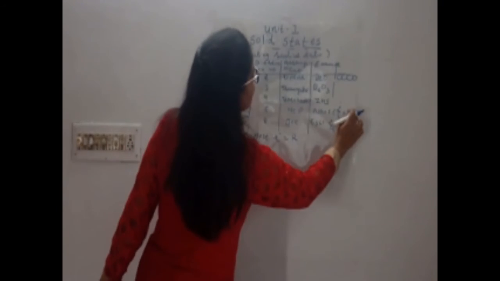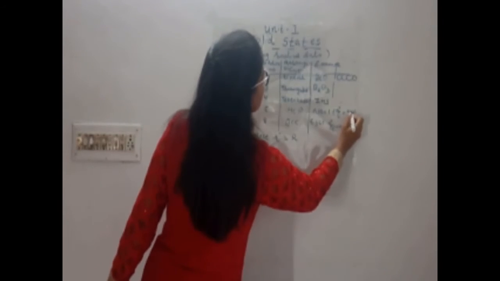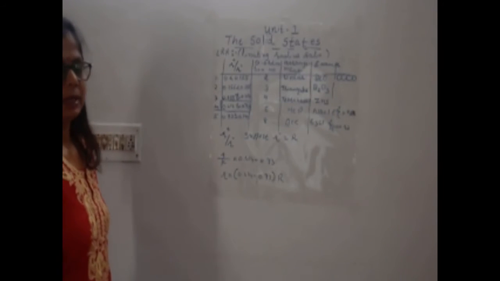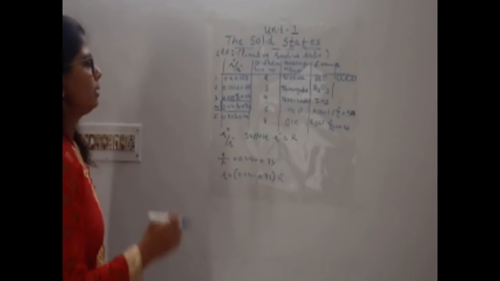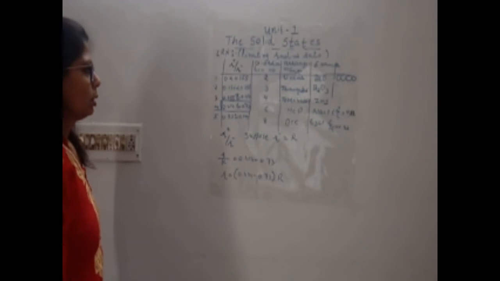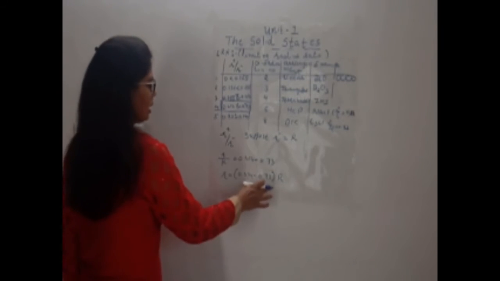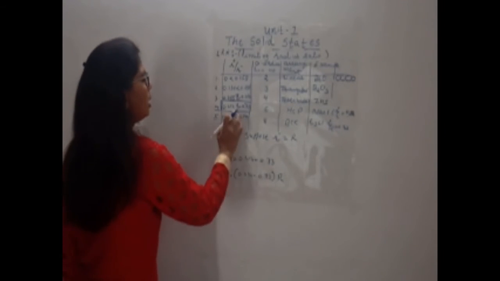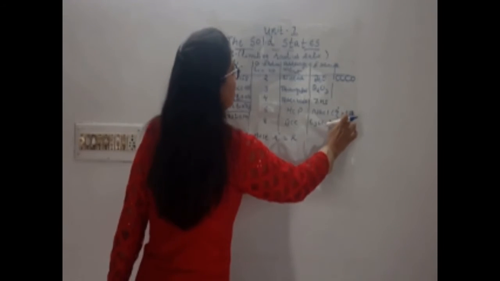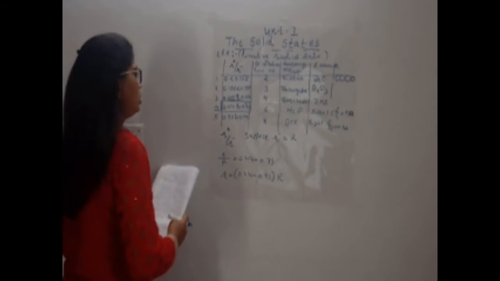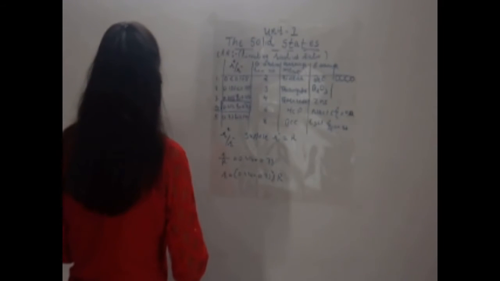Here I have written this ratio is 0.52. Means the question is asked that the ratio of R plus and R minus is 0.52. Now it may be asked which type of packing efficiency or which type of packing or crystal it is.